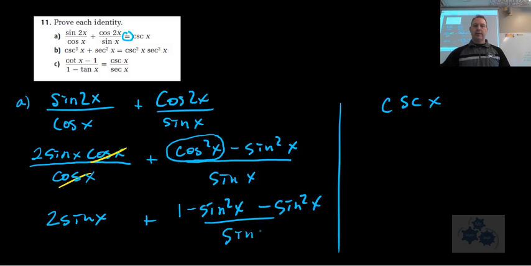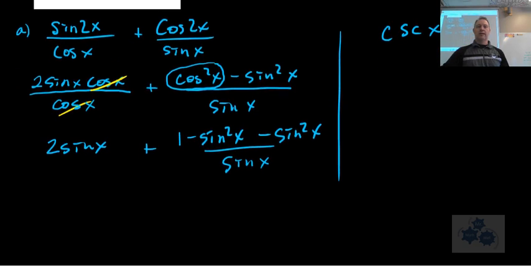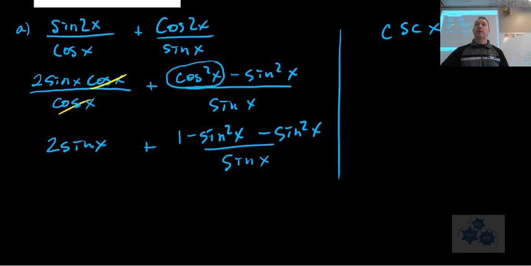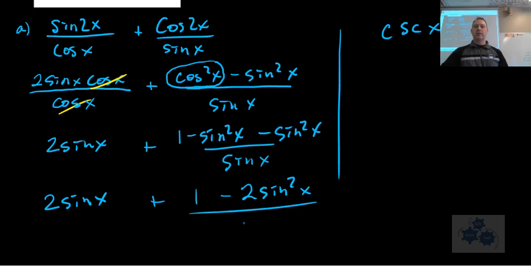Now, maybe this isn't going to scream out anything to us just yet, but let's see where that goes. I can combine some like terms now at least, right? So I have negative sine squared x and negative sine squared x. Again, don't be lazy, write everything out. It takes you 3 seconds. This is going to be 1 minus 2 sine squared x over sine x.